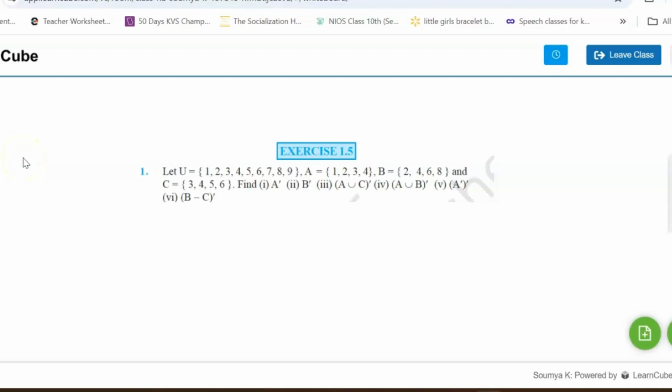In this video we are going to solve the questions of NCERT textbook exercise 1.5. We have already covered all the other exercises. Please do go and check in the playlist. Here in this exercise we are going to discuss the topic of complements and other operations of sets as well.